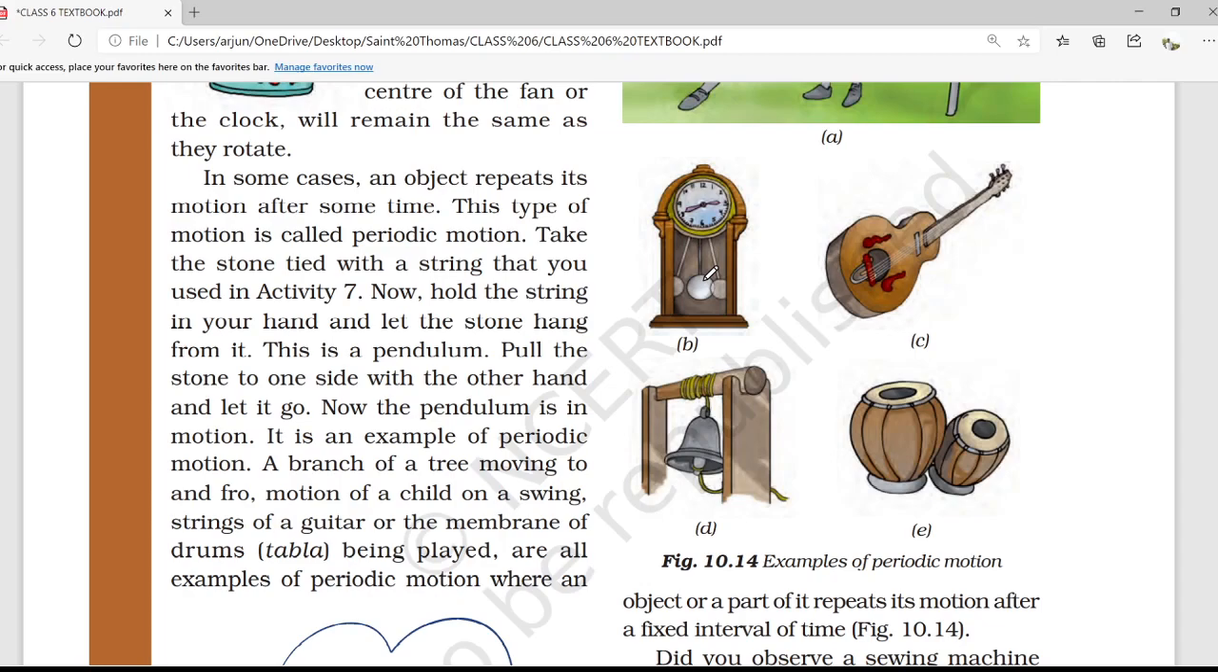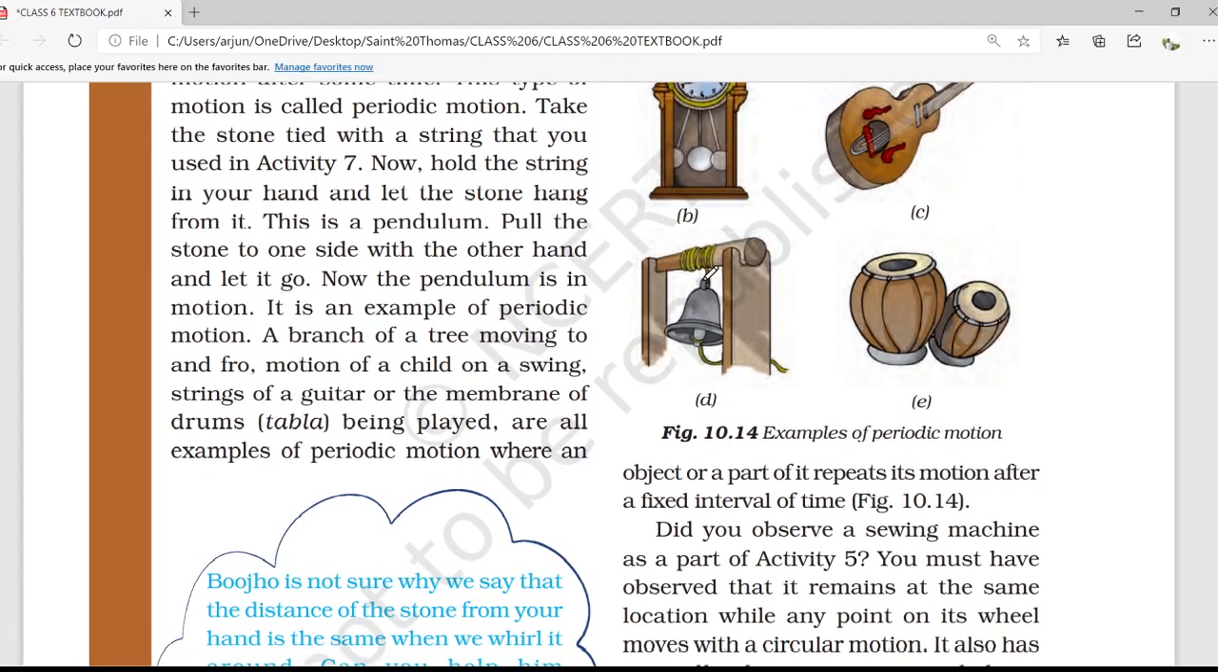Take the stone tied with a string that was used in Activity 7. Now hold the string in your hand and let the stone hang from it. This is a pendulum, right? We know this. Pull the stone to one side with the other hand and let it go.